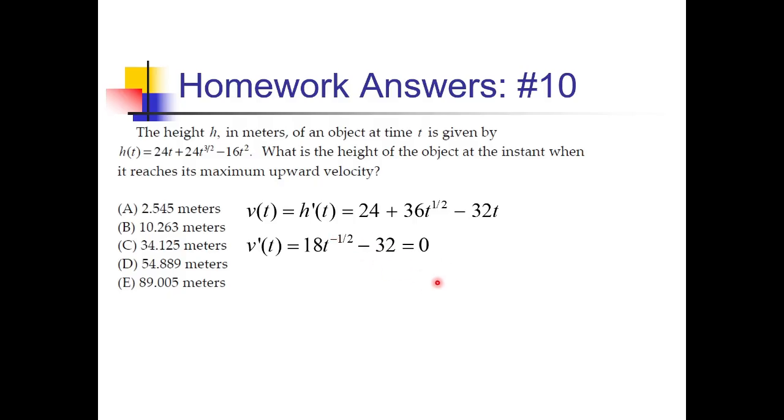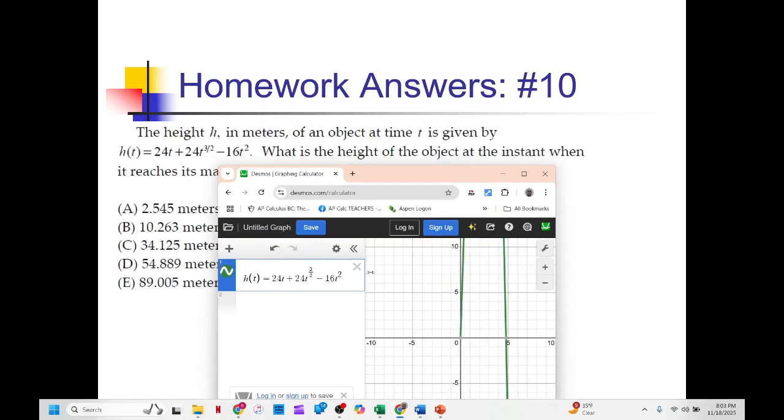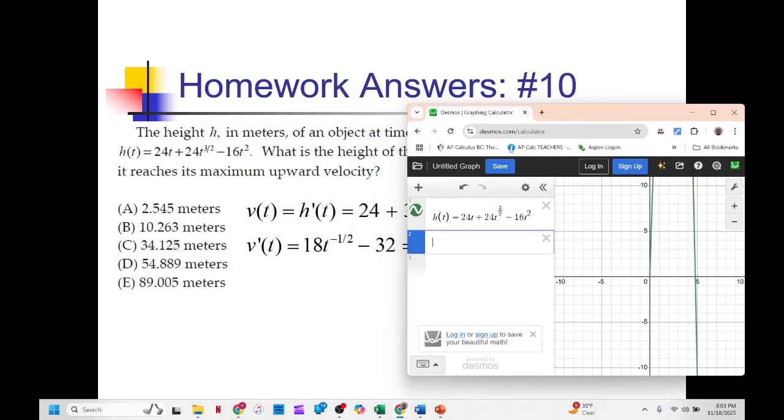So back in Desmos, let me go and graph this out. Let me move this so I can see it. And I can't put prime in there to name an original function. I'm going to call this a of t, because this really is the acceleration. And this is going to equal, let's see, 18t exponent negative 1 half minus 32. And there's what that looks like.